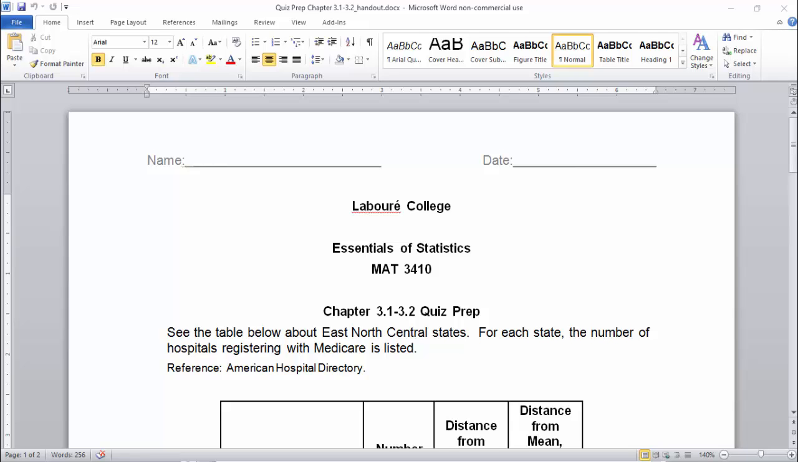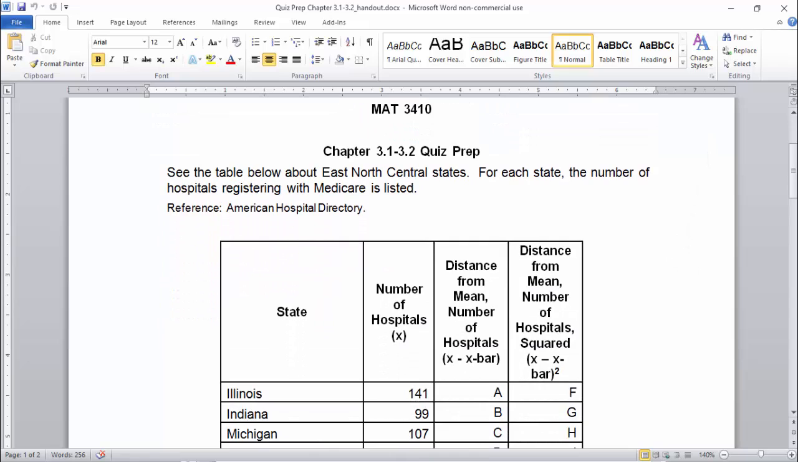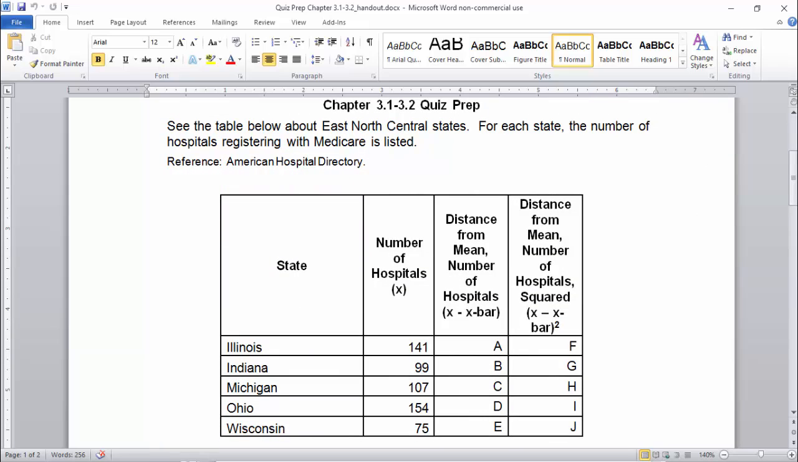Okay, so let's just start with getting into our scenario. See the table below about the East North Central states. See these 5 states? For each state, the number of hospitals registering with Medicare is listed. Here are the states: Illinois, Indiana, Michigan, Ohio, Wisconsin, and then that column that says number of hospitals, X. That's the number of hospitals each state has registering with Medicare, and that's the data set we're going to use for our first question.